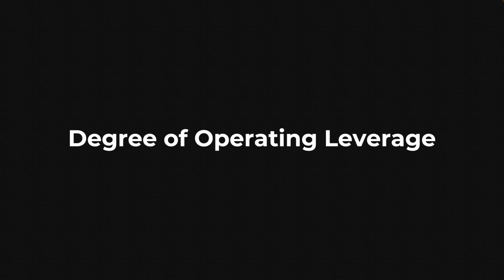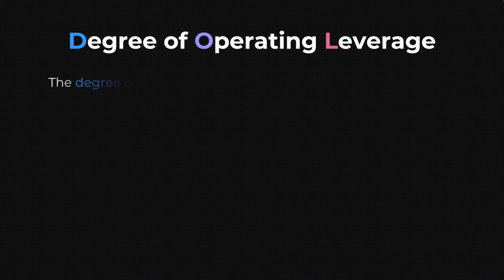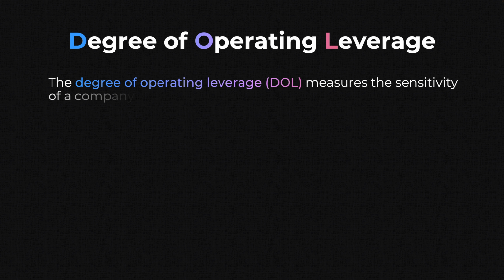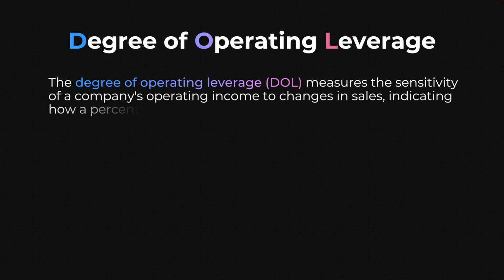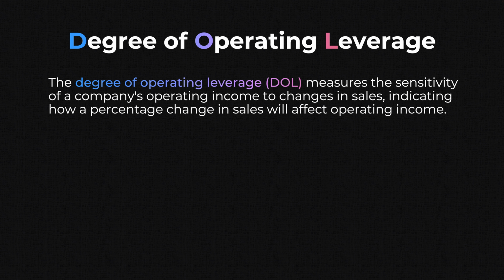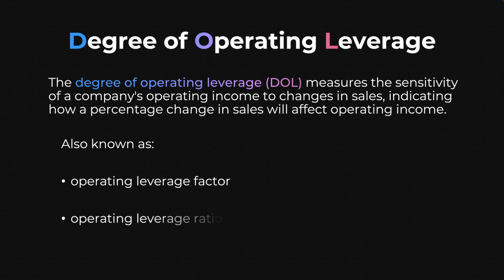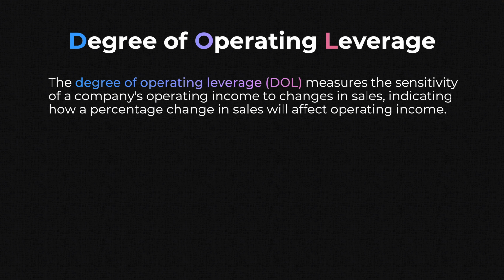Let's define the term. The degree of operating leverage, or DOL, measures the sensitivity of a company's operating income to changes in sales, indicating how a percentage change in sales will affect operating income. Real quick, it's also known, or I've seen it in other textbooks, as the operating leverage factor and the operating leverage ratio, but we'll stick with degree of operating leverage.